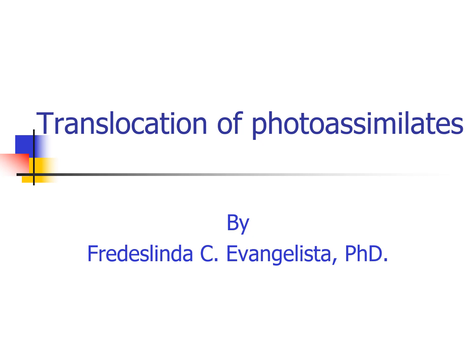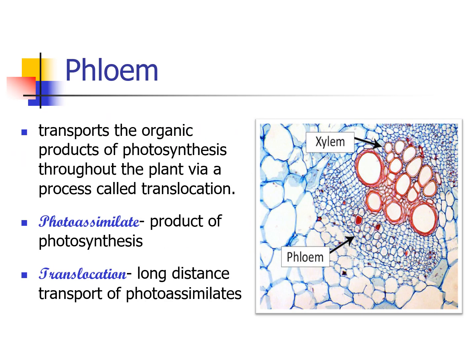Today we shall be discussing the translocation of photoassimilates. Phloem transports the organic products of photosynthesis throughout the plant, that is, from mature leaves to areas of growth and storage, including the roots, via a process called translocation. The products of photosynthesis are also called photoassimilates, and by translocation, we mean the long-distance transport of photoassimilates.